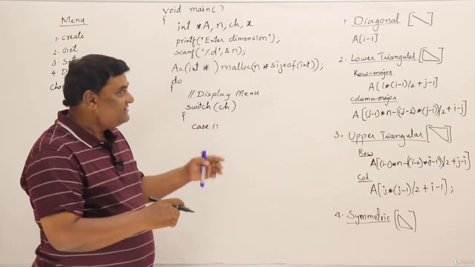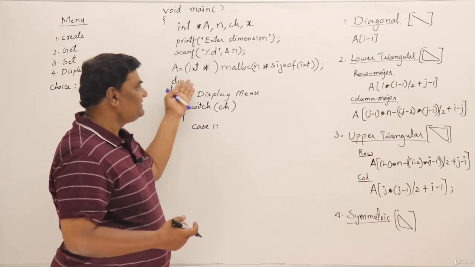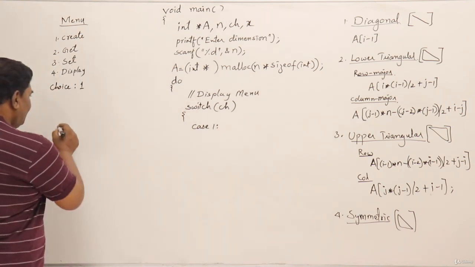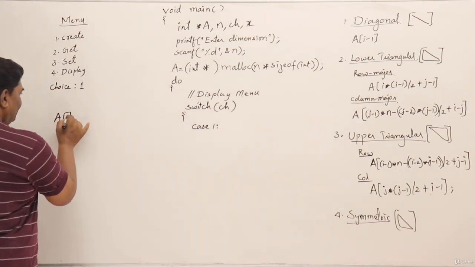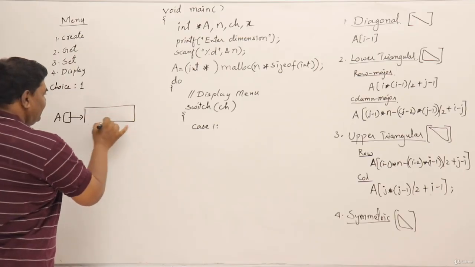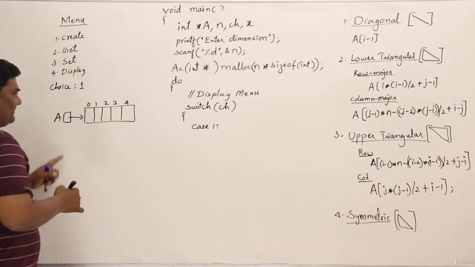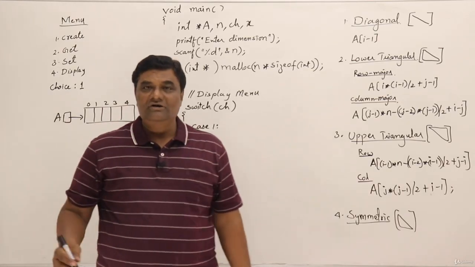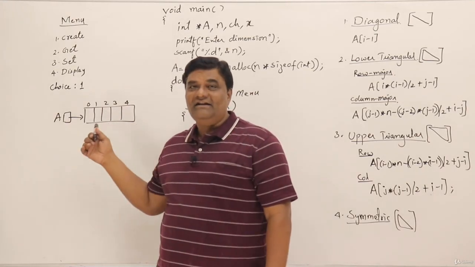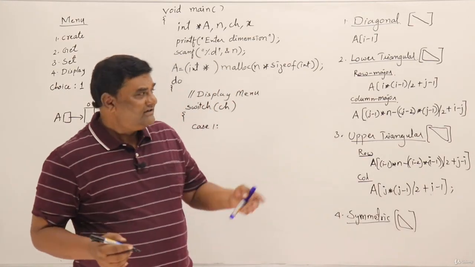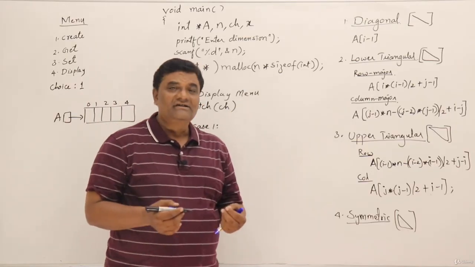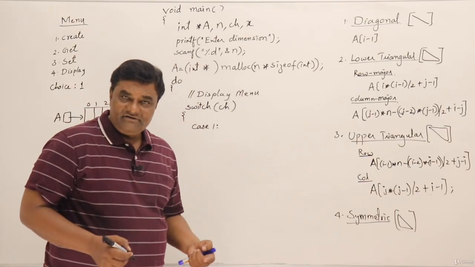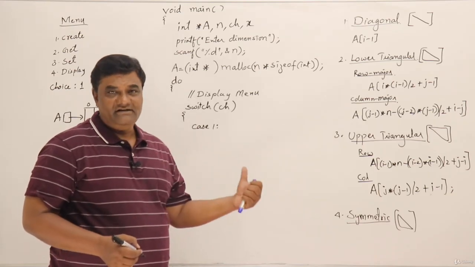Creating an array means I should take all the elements and fill those elements in an array. If I show you diagrammatically, we have a pointer a to which an array is created and attached. Suppose the dimension is 5, so we have an array of size 5 held by a pointer. So this array has to be filled. In a diagonal matrix, how many elements are there? Just n elements. So I have to take all the elements one by one and fill them in this array.